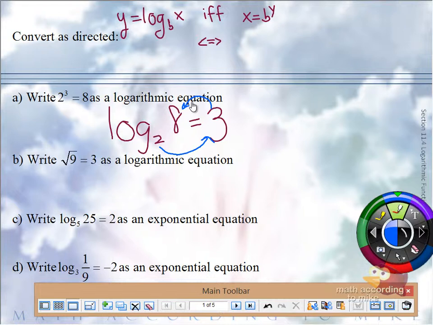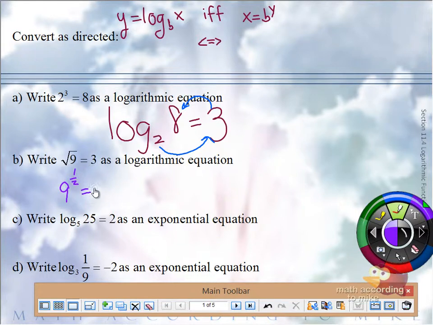So sometimes students like to do that little swipey thing. Totally fine. If that's what it takes, go for it. The little arrows I just drew, its technical name is swipey thing. All right. Next one. Square root of 9 is the same thing as 9 to what power?